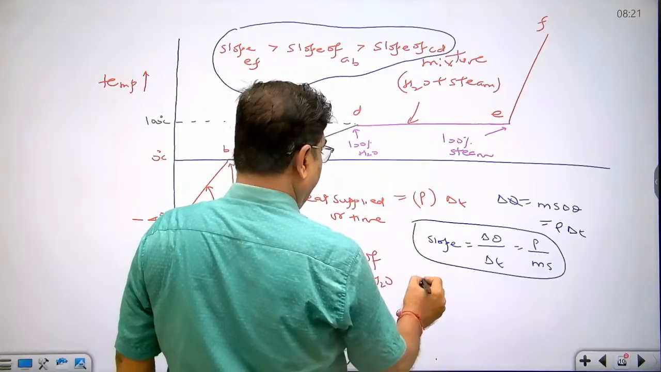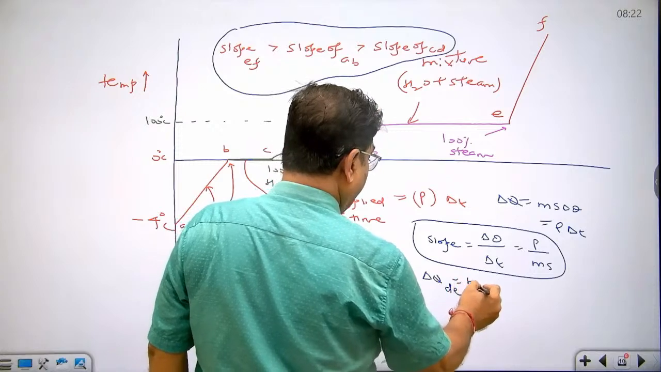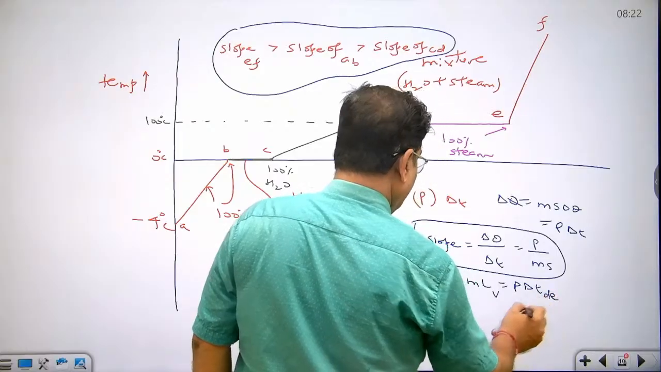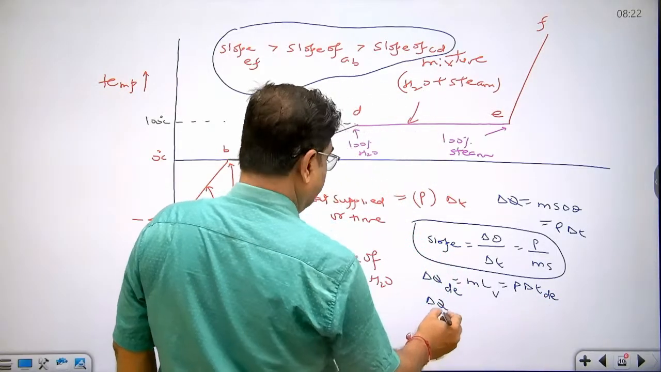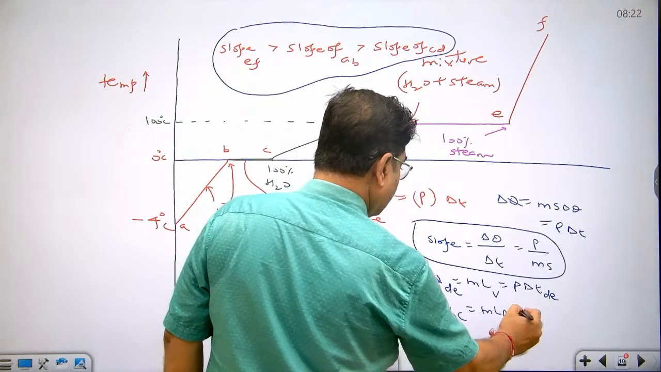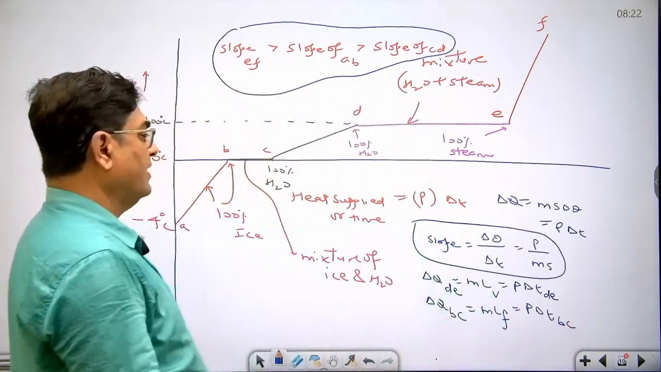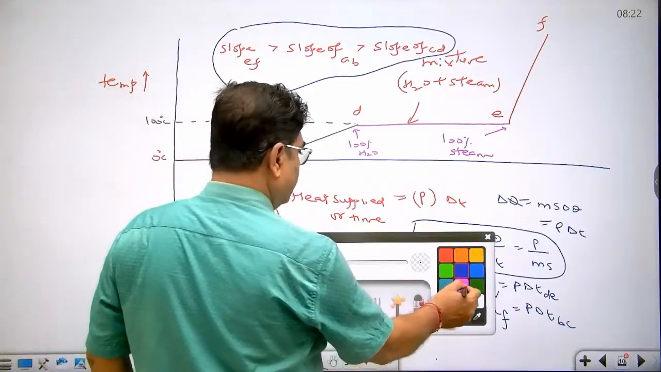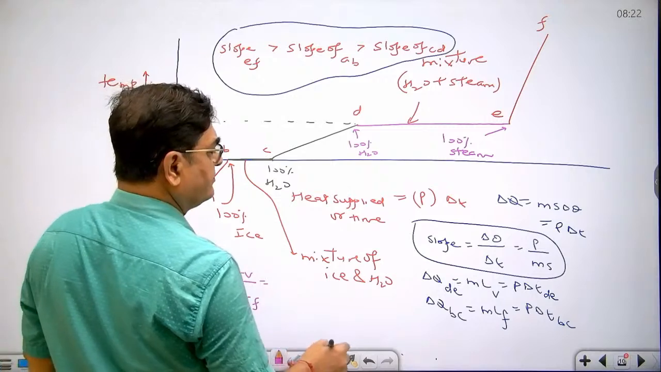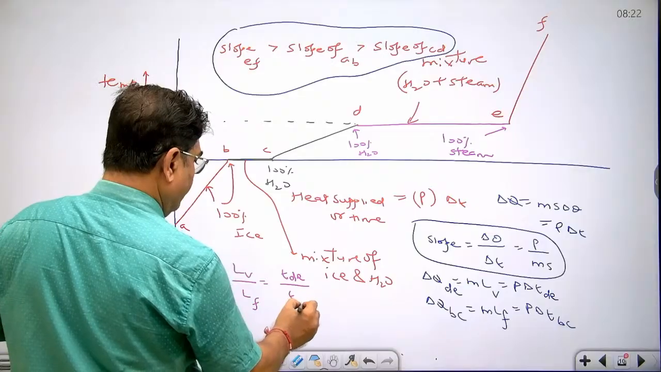Okay. So here in case of D, delta Q equal to m into latent heat of evaporation equal to power into time interval in case of D. And in case of BC, this is m into latent heat of fusion, equal to power into delta T in case of BC. So you can find the ratio of time also, okay, by dividing these two equations. Latent heat of evaporation divided by latent heat of fusion equal to how much? This is the time interval in D divided by the time interval in BC.